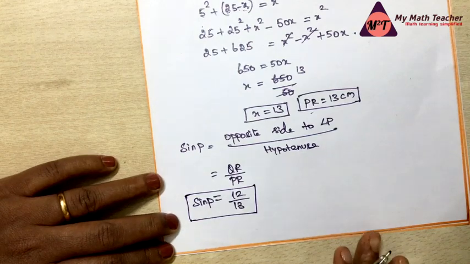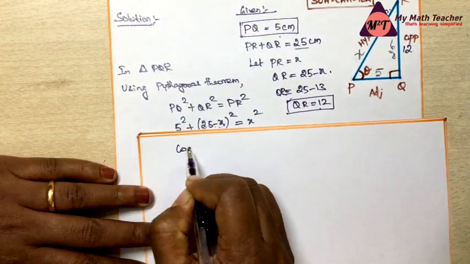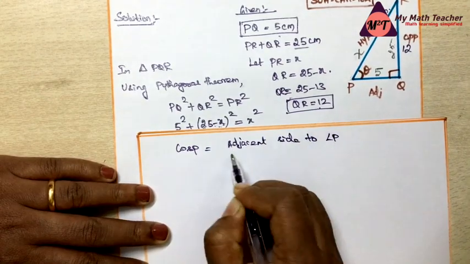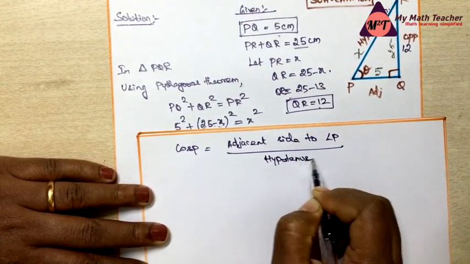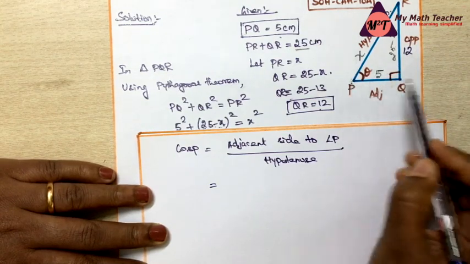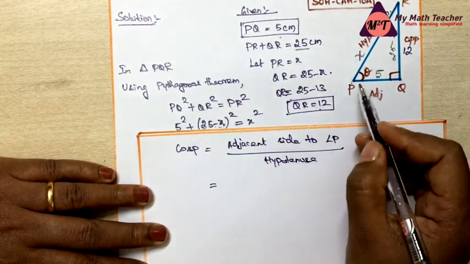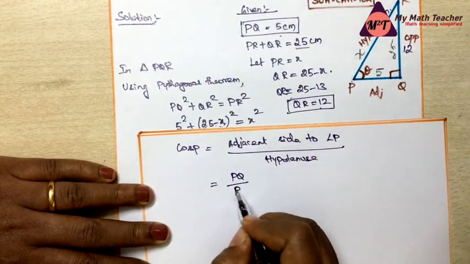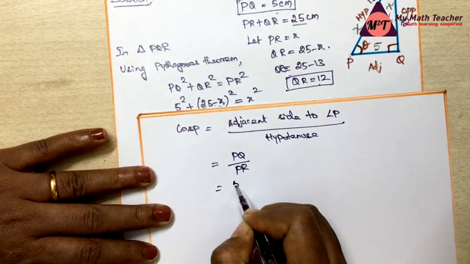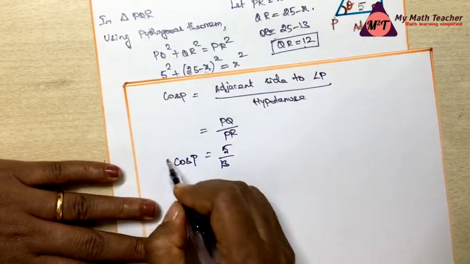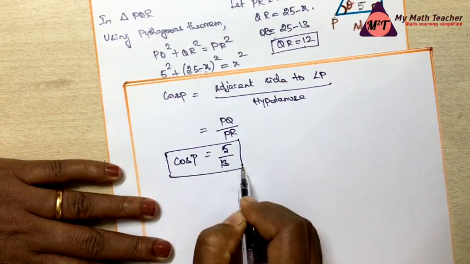Okay. Now we have to find cos and tan. So cos is adjacent by hypotenuse. Adjacent here is 5 centimeter. Adjacent here is PQ, by hypotenuse, PR, which is equal to 5 by 13. This is cos P. The last one, tan P.